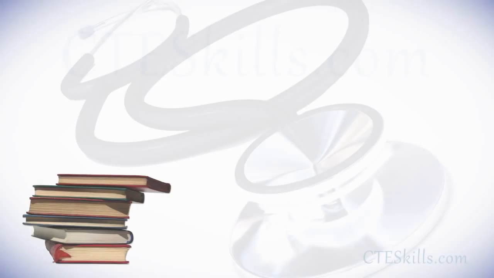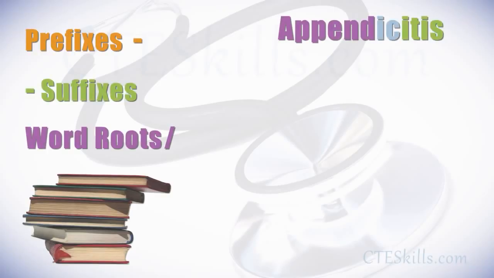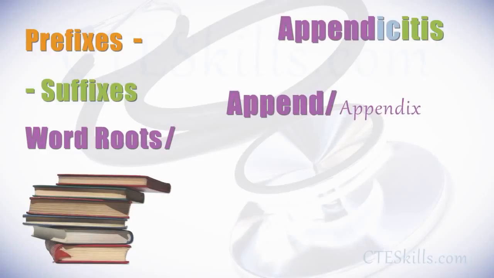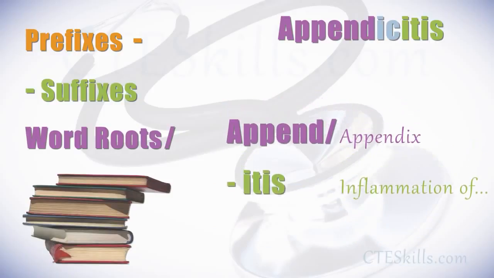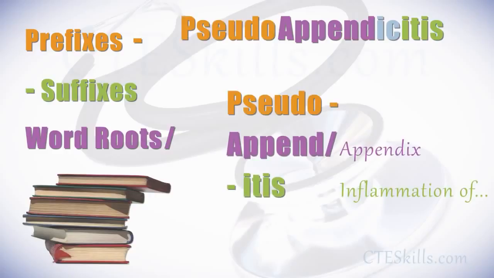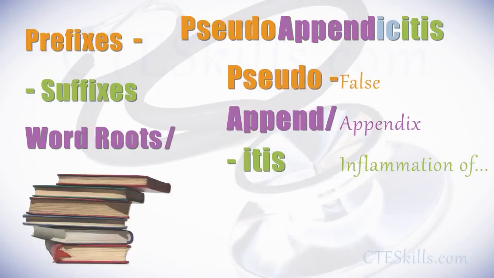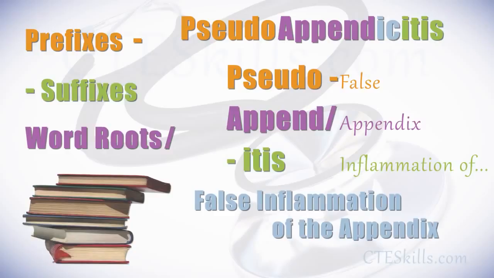Let's take a look at another example. Appendicitis. Our word root is append, which is the appendix. The suffix is itis, meaning inflammation or inflammation of. Appendicitis is the inflammation of the appendix. If you add the prefix pseudo to appendicitis, you get the word pseudoappendicitis. Pseudo means false. Pseudoappendicitis is a false inflammation of the appendix.